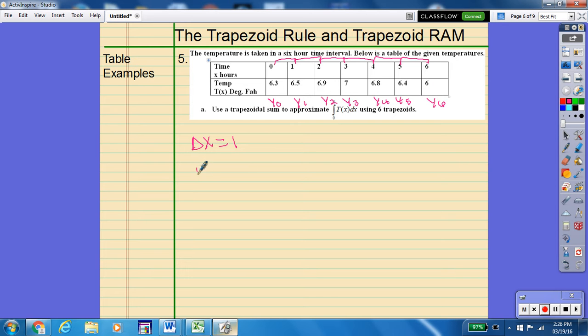So my area is going to equal 1/2 the height, and the height is delta x, and delta x in this case is 1, times the first y value, which is 6.3, plus each of the ones in the middle all get multiplied by 2. So it's going to be 2 times 6.5 plus, and I'm going to pause, finish writing, and you can do the same.